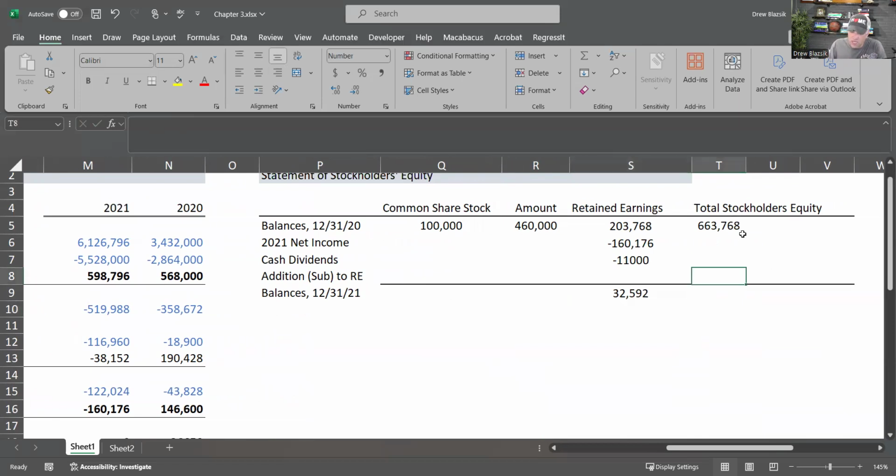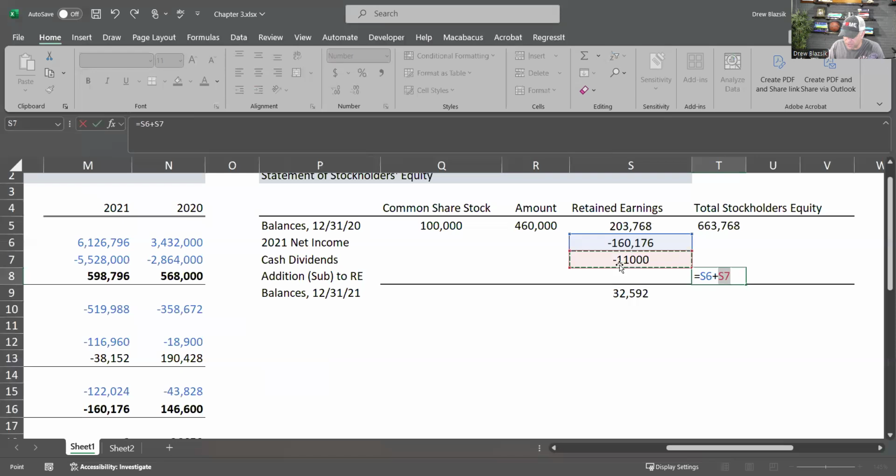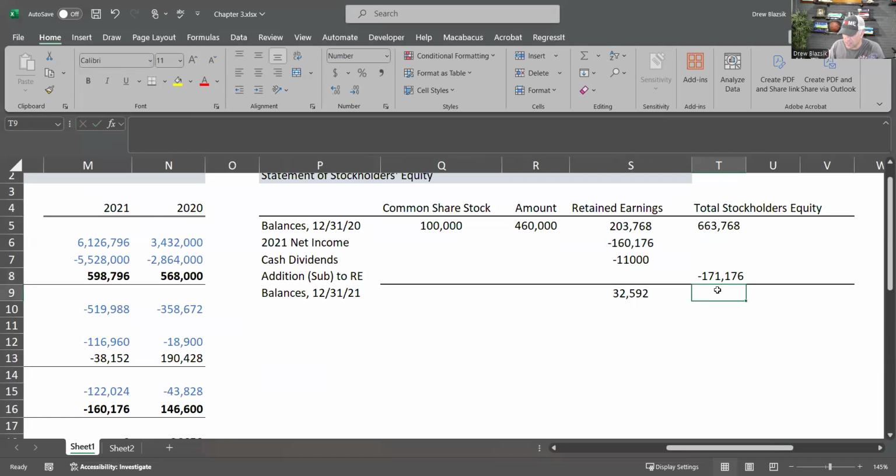Last thing we want to know is total stockholders equity, what the company actually owns, what the owners own of the company. Well, we had a loss. So what we want to do is we're going to take our loss, plus this negative here. So I'm going to add those up. That's $171,000. That's what we lost.